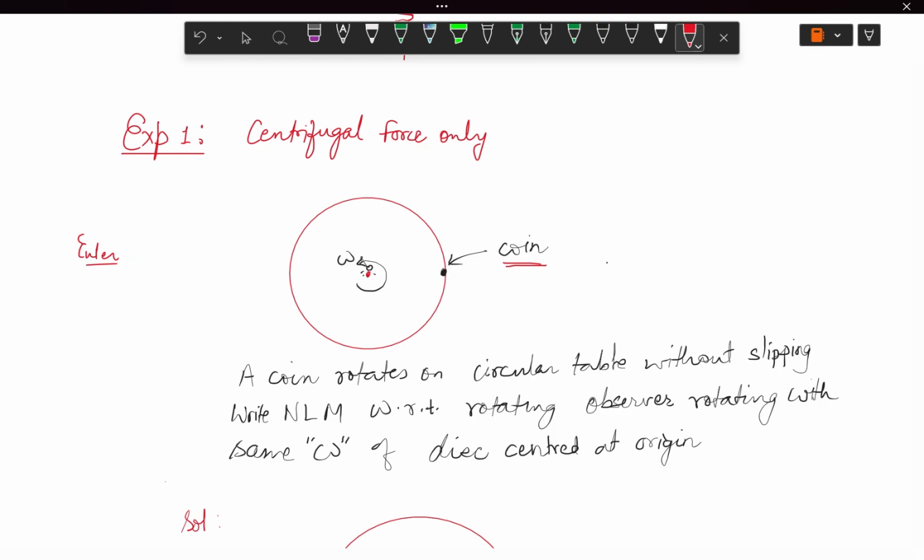But this observer will see that the coin will always be stationary, so all the time this coin will be facing towards him like this. So the Euler component will be 0, and Coriolis will also be 0. There is no translation, so the translational component is also 0. Then we are left with the centrifugal force. The only component of the pseudo force will be the centrifugal force.